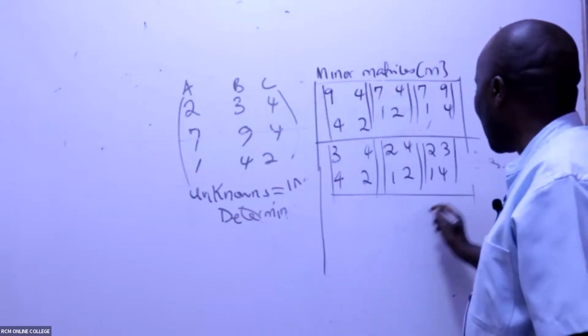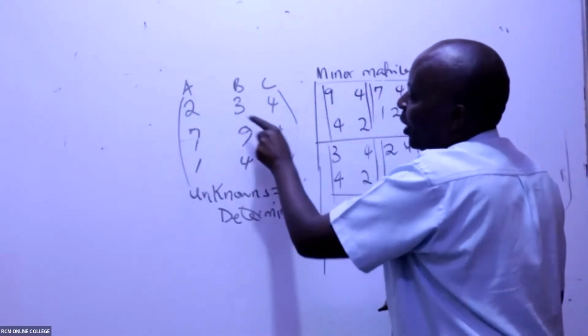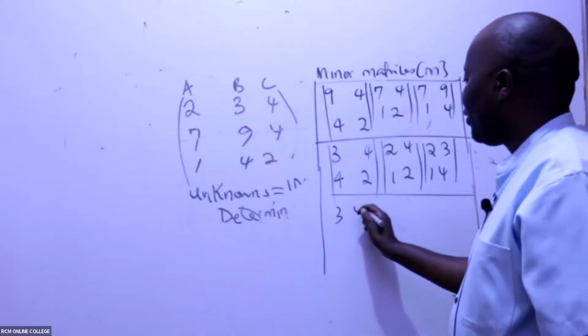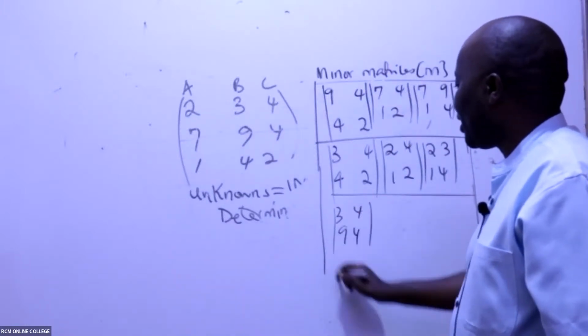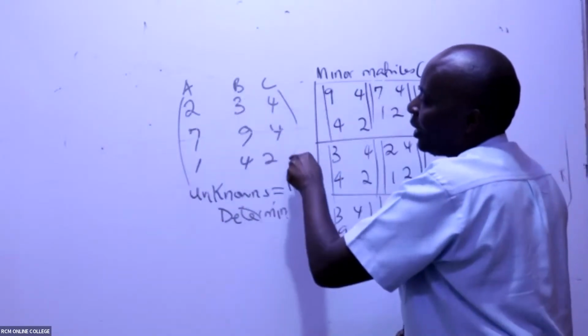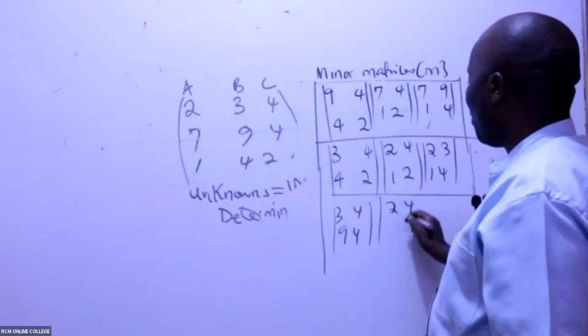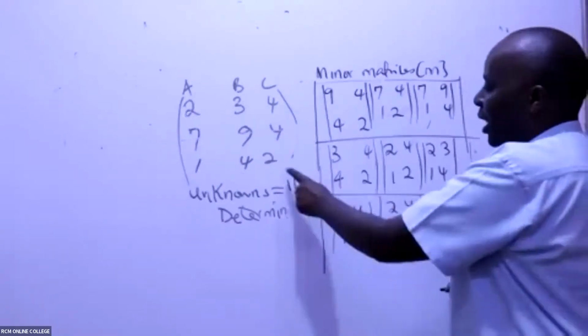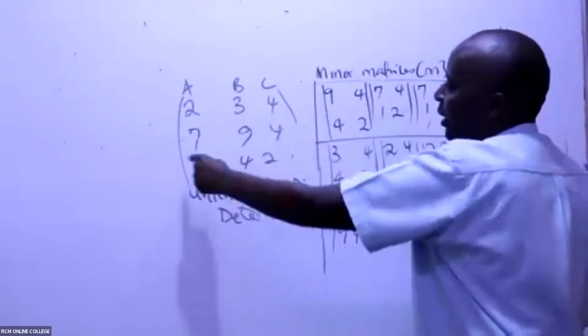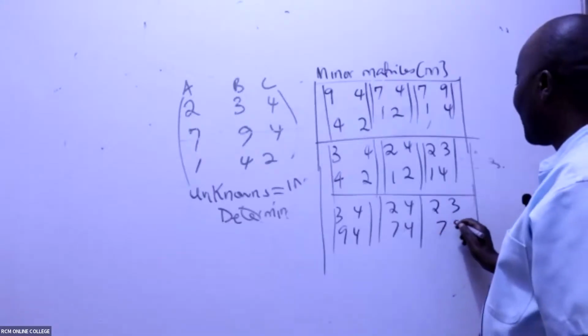We go to the very last one, the minor for this. So for this, you're left with 3494, like that. And then we have the minor for this. So if you hide this and that, we are left with 2474, like that. And then now we come to the very last one here. So if you hide this and that, we're left with 2379, like that.